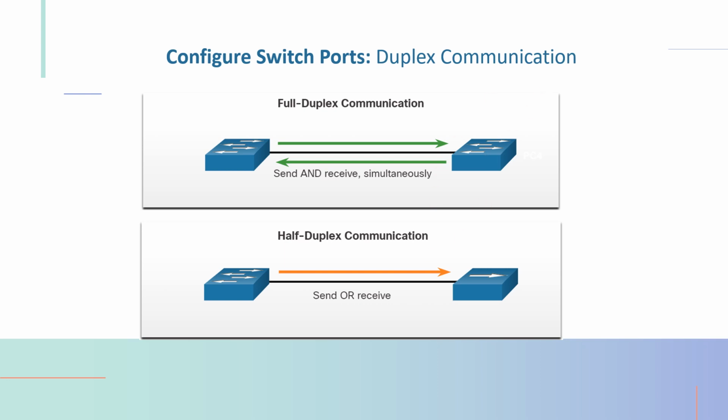This kind of communication creates performance issues because the data can flow in only one direction at a time, often resulting in collision. Half duplex connections are typically seen in older hardware such as hubs, but this has been replaced with switches that operate by default in full duplex communication.